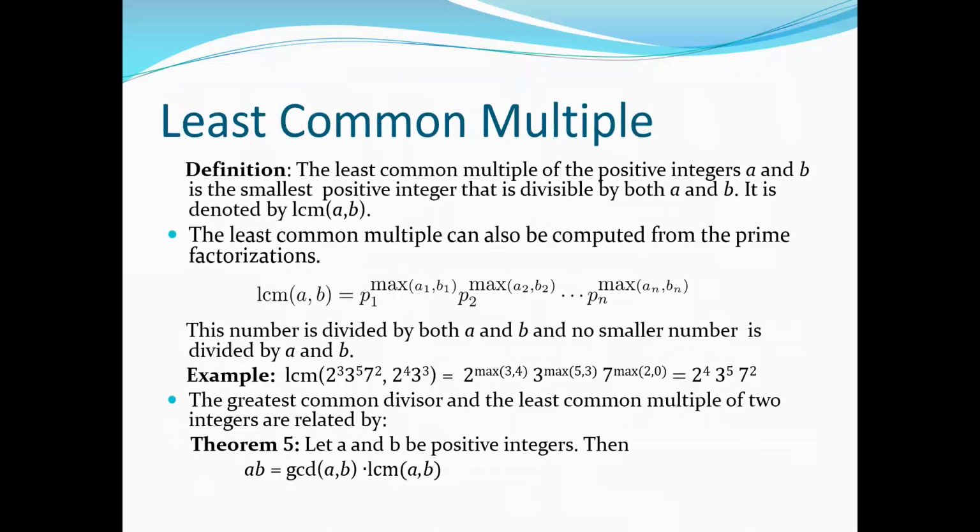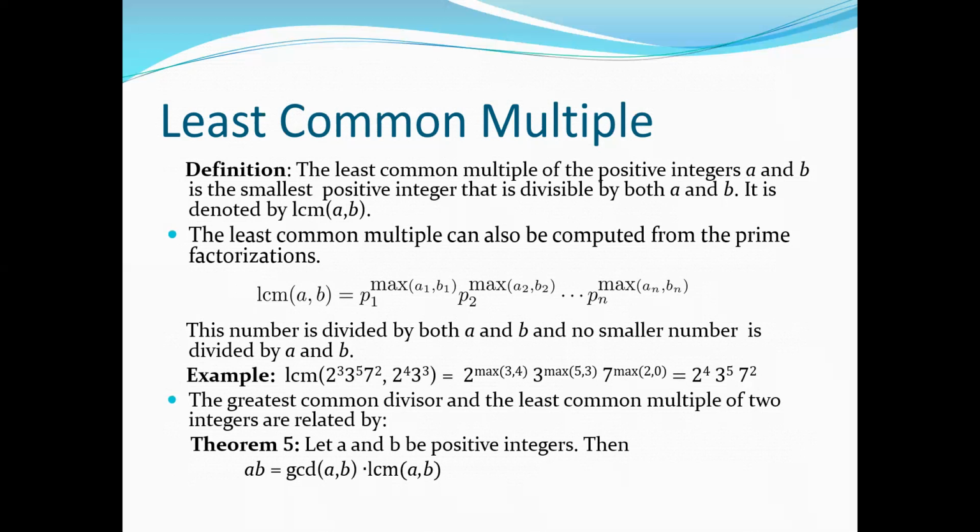How about least common multiple? Okay, say least common multiple. The least common multiple of the positive integers a and b is the smallest positive integer that is divisible by both a and b. So the given number is divisible both by a and b.